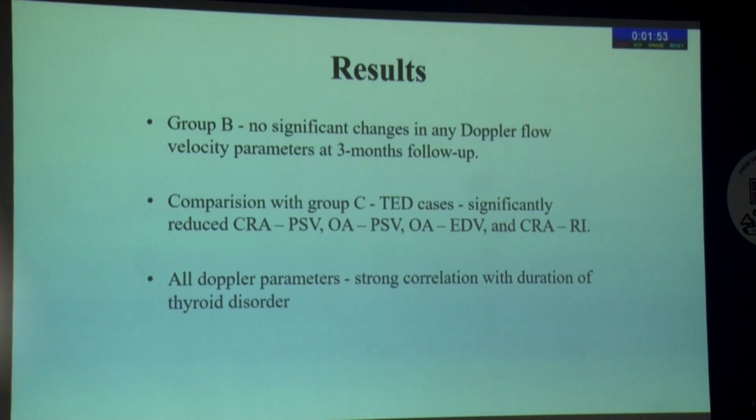Group B, which was observed for 3 months, the TED orbits, showed no significant changes in Doppler flow. And group C, the healthy controls, when compared with thyroid eye disease, the diseased orbits had reduced velocities and increased resistivity index. And all the Doppler parameters showed a strong correlation with the duration of the thyroid disorder, that is, the duration of Graves' disease.